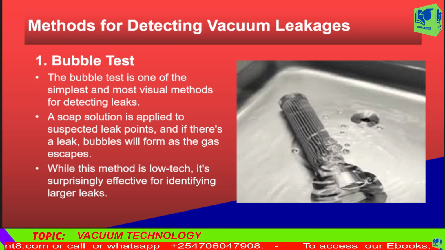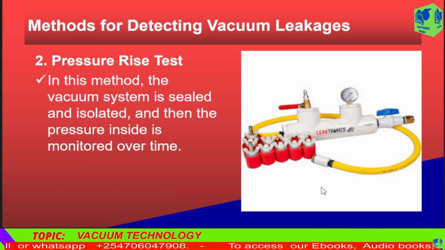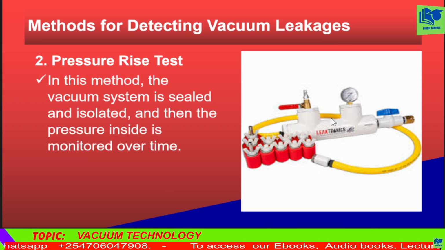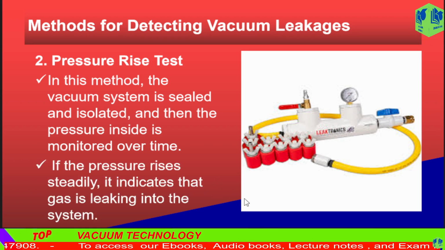2. Pressure rise test. In this method, the vacuum system is sealed and isolated, and then the pressure inside is monitored over time. If the pressure rises steadily, it indicates that gas is leaking into the system.